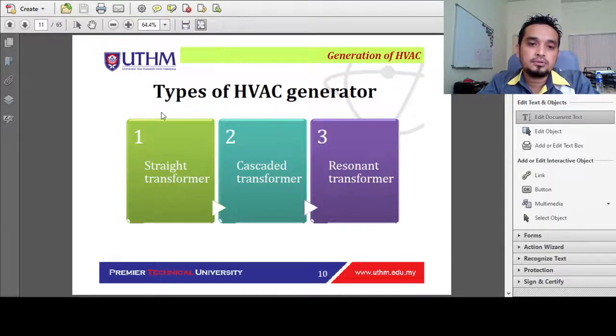Now we're going to look at the high voltage AC generator. HVAC generator. How to generate high voltage alternating.